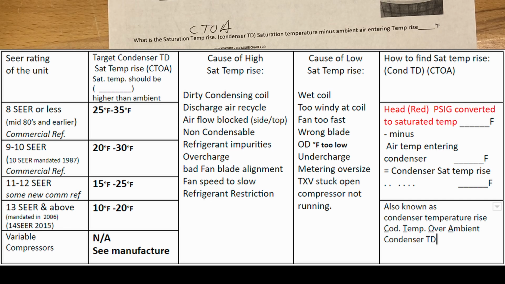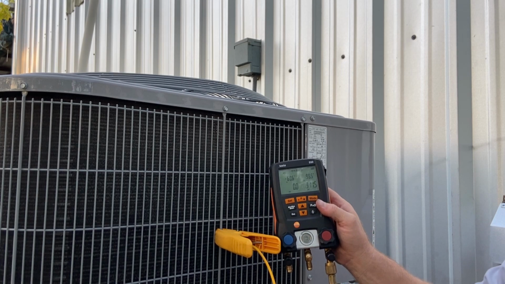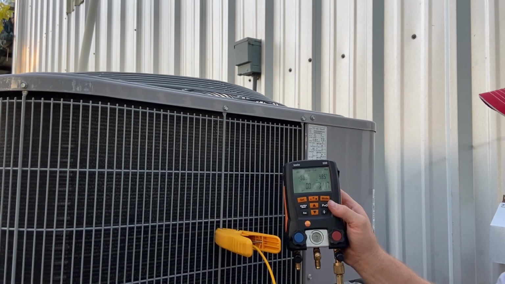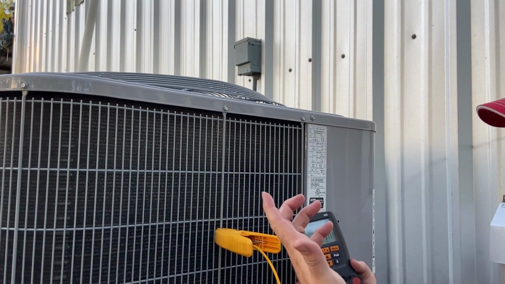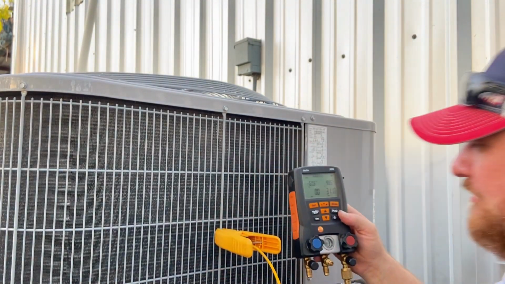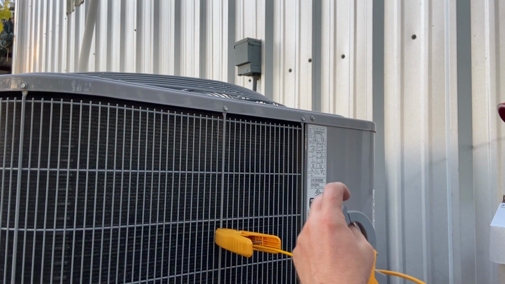So that is your CTOA, saturated temperature rise, or simply condenser TD. So here we're going to take a look at our condenser TD. Our saturated temperature is 98.5. Let's round that up to 99. That's our saturated temperature, our PSI converted to a saturated temperature.